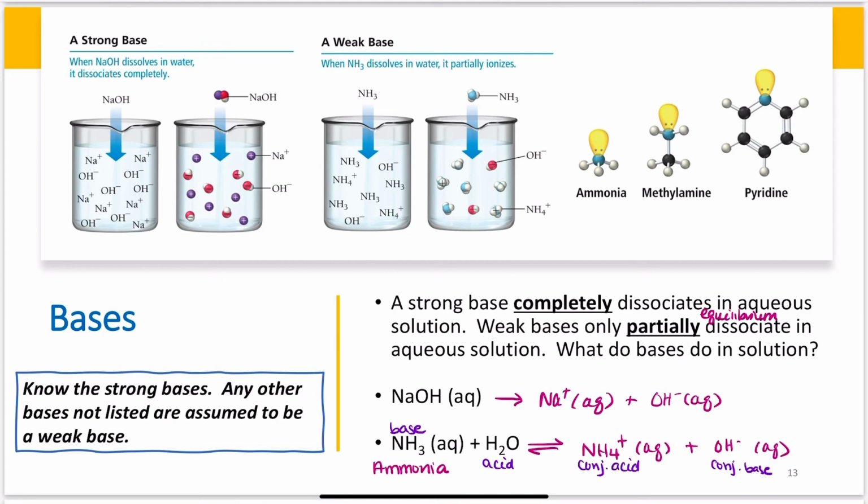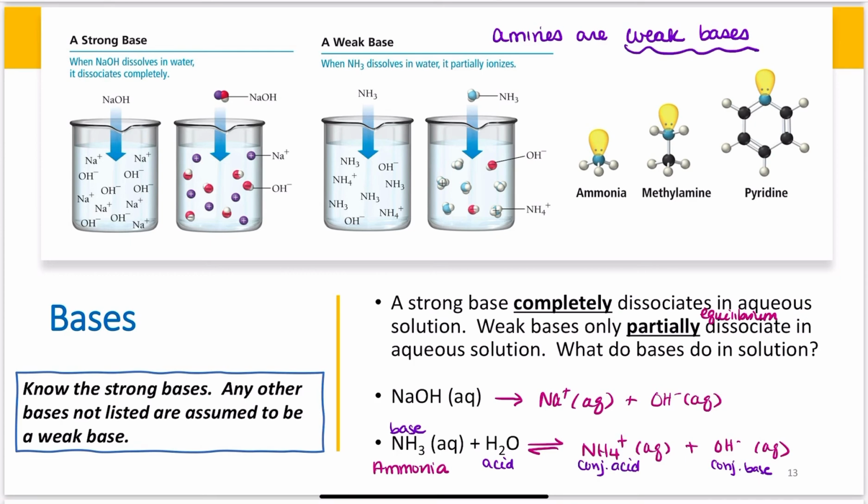You need to know your strong bases. Remember, you can find those on the table. They're grouped up nicely on the table, and any other bases not listed are assumed to be a weak base. So strong bases dissociate 100% in water, weak bases only partially. Your amines are weak bases. Are they your only weak bases? No, but they're a huge portion of this class.